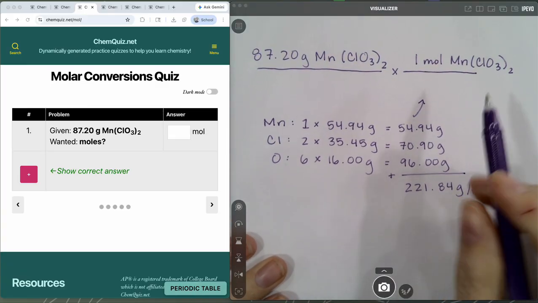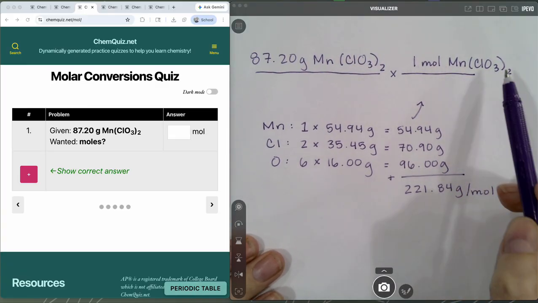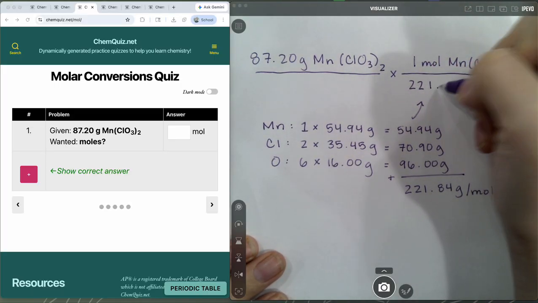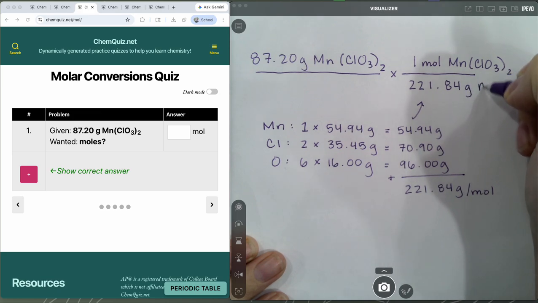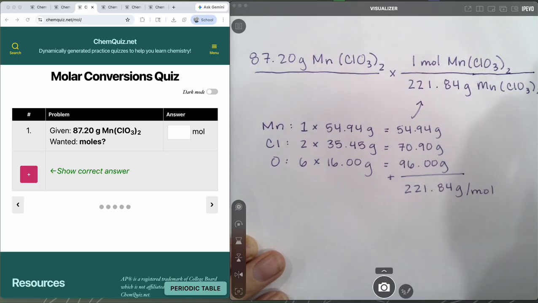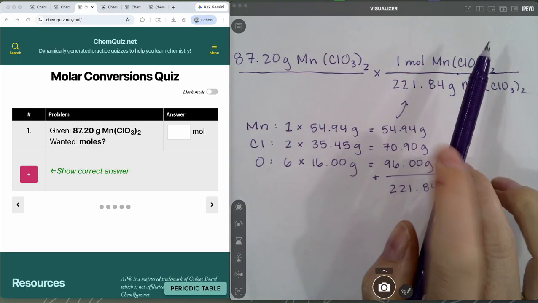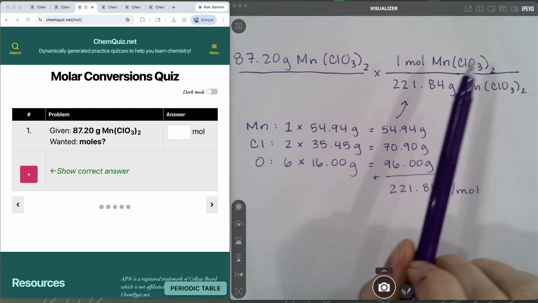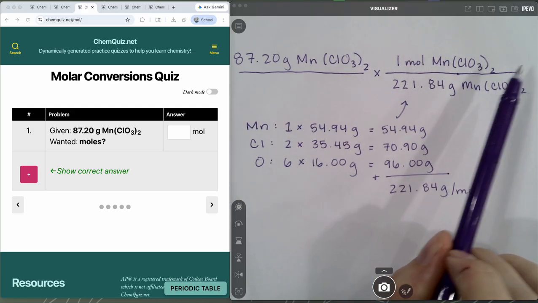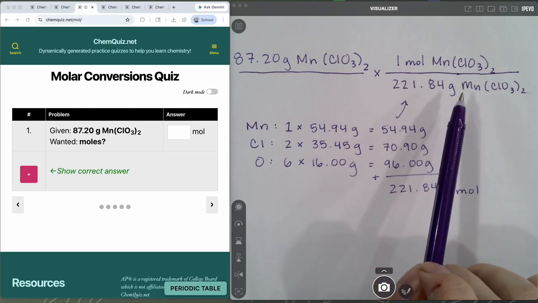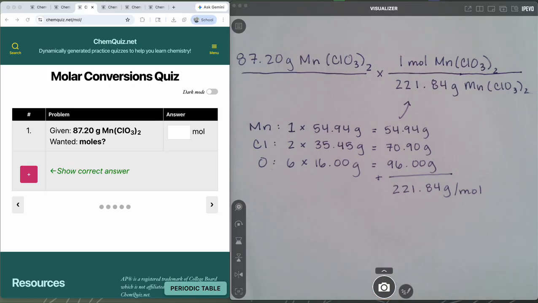Excellent. So that means that for every mole of manganese chlorate, we have 221.84 grams of manganese chlorate. And I'll tell you, a lot of times students don't understand why I keep writing the same compound over and over as part of the units. But later, when I convert from manganese chlorate to something else, if I haven't been writing the compound all the time, I'll forget what thing I have grams of in my math. So yeah, is it a pain? Absolutely. But it's a habit to get into that'll save you a lot of errors.